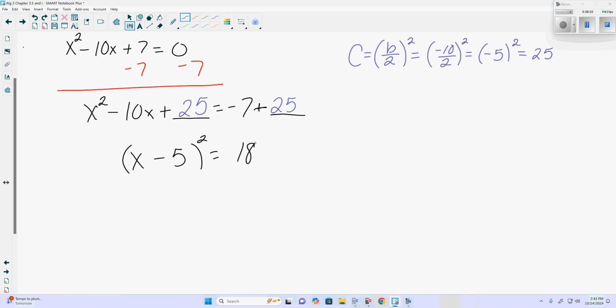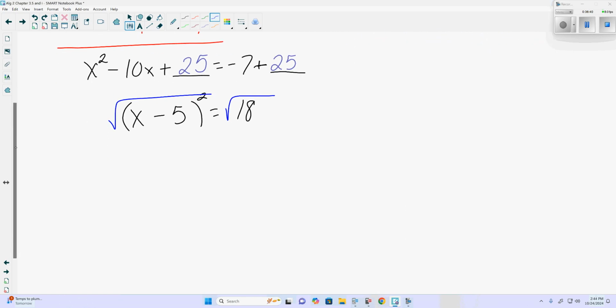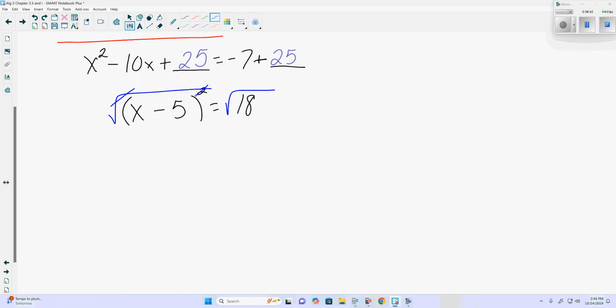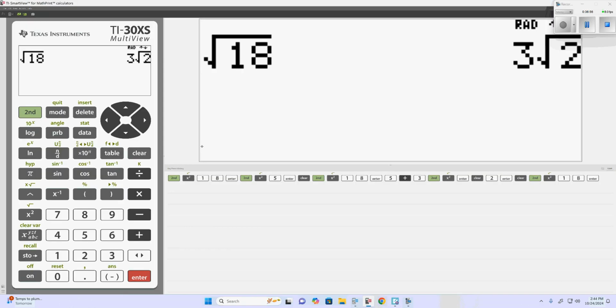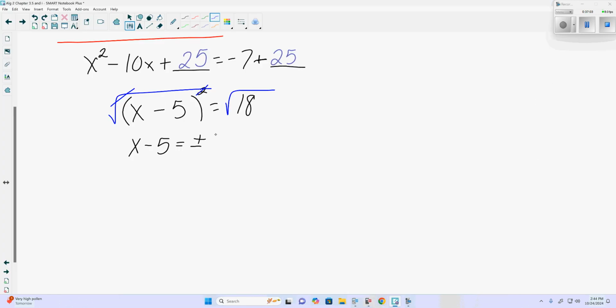Now we need to square root. Now we're just going back into the square root method. We're going to square root both sides. On the left-hand side, the square root and the square will cancel, telling me that I have x minus 5 is equal to plus or minus. Now, the square root of 18, that's nice. Well, interestingly enough, it's right there. Square root of 18 is 3 square root of 2.